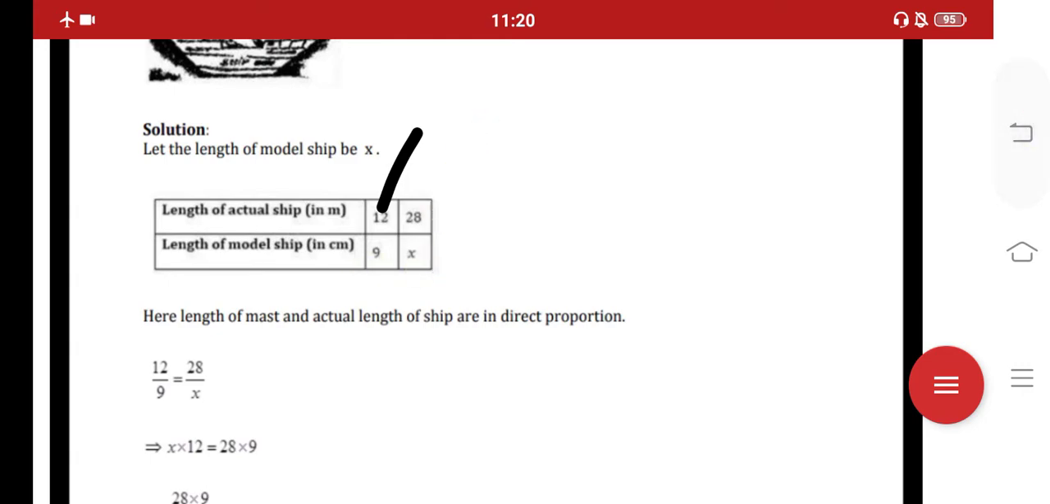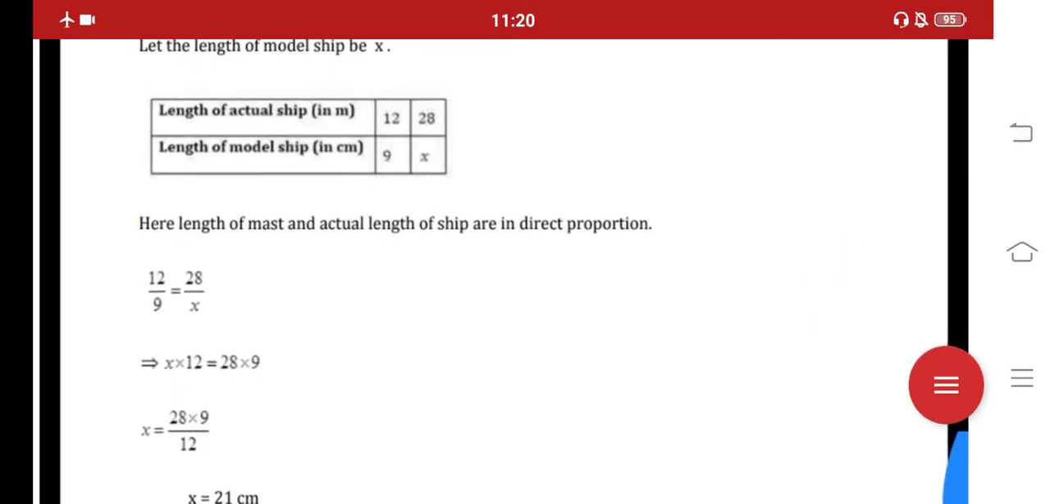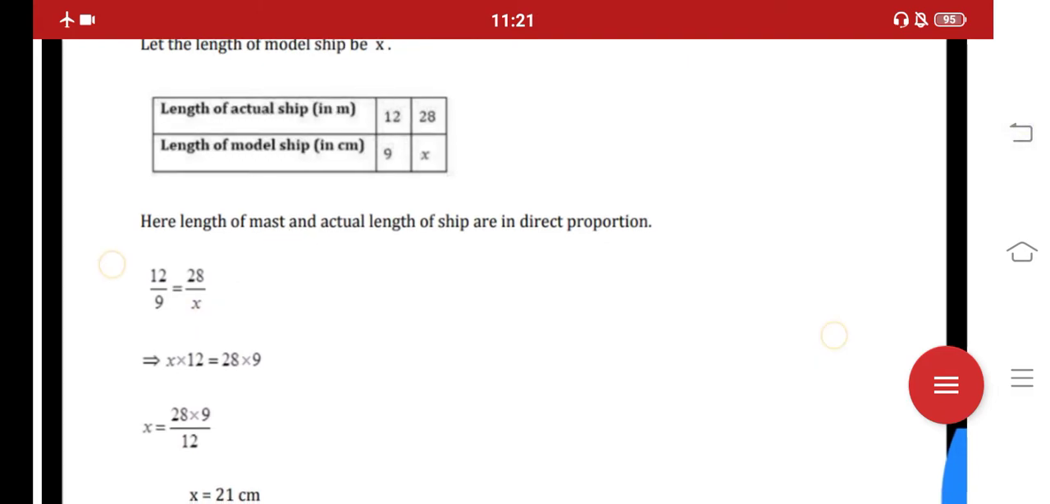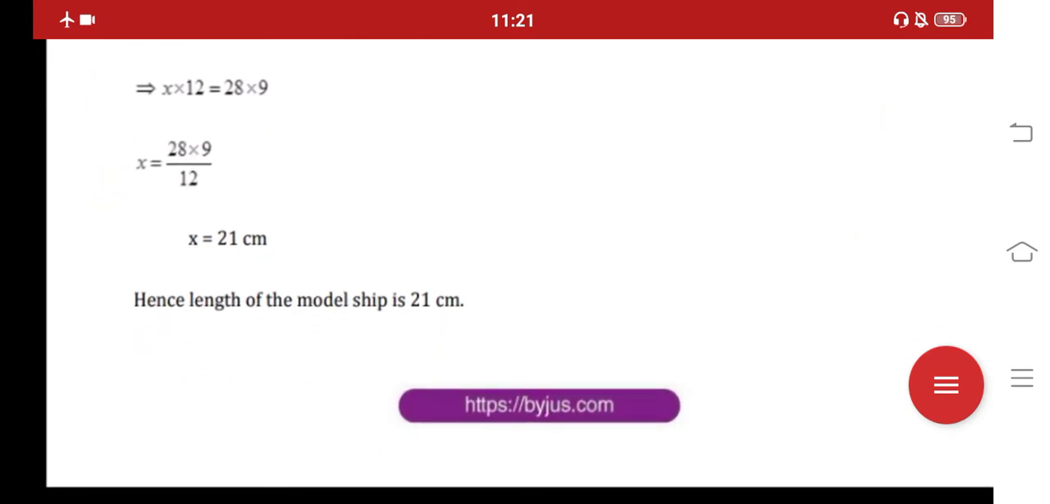So what we have to do, see, one is the mast given and one is the actual length of the ship given. So the length of the actual ship divided by the length of the model ship is 12 divided by 9, and again the length of the actual ship divided by the length of the model ship, this is the height, or we can say this is length and this is length of mast. So 12 divided by 9 equals 28 divided by x. So what will we get? X is equal to 21 centimeter. So the length of the model ship is 21 centimeter.